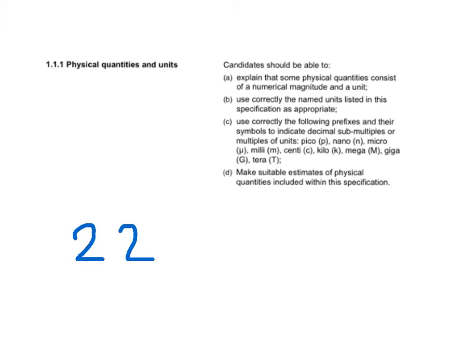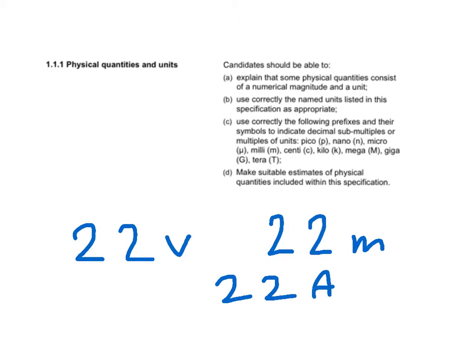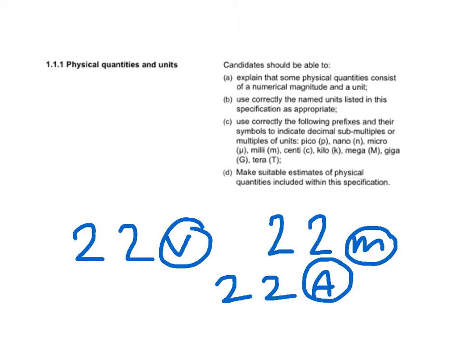Has it got a unit? Not at the moment it doesn't, so that's not going to make much sense. So what are we talking about? 22 volts? Are we talking 22 meters? Are we talking 22 amps? Okay, you've got to make sure you've got the units and a magnitude.